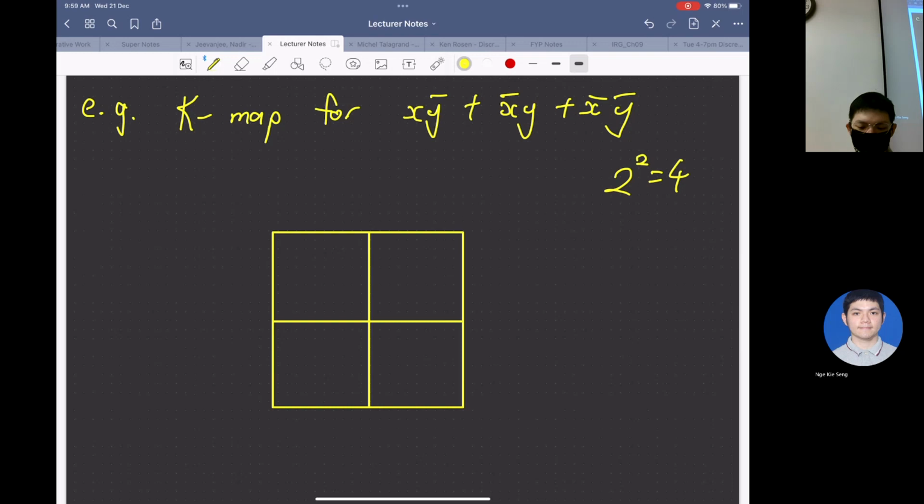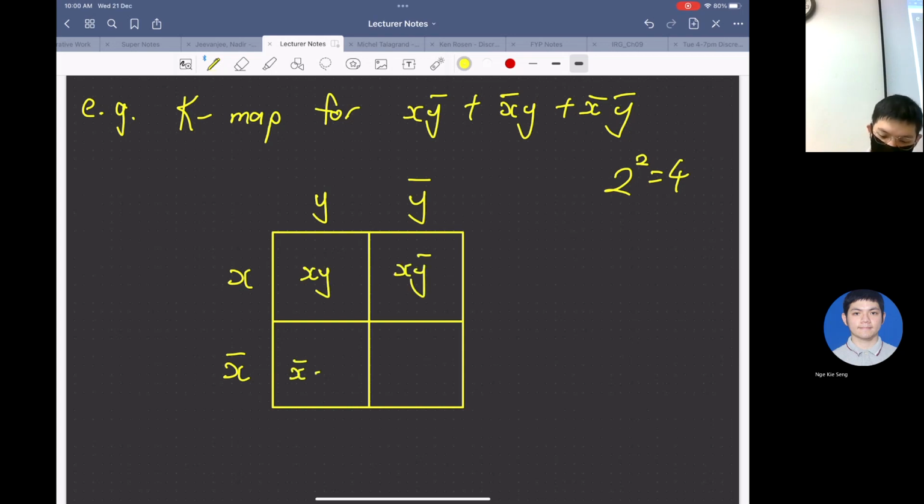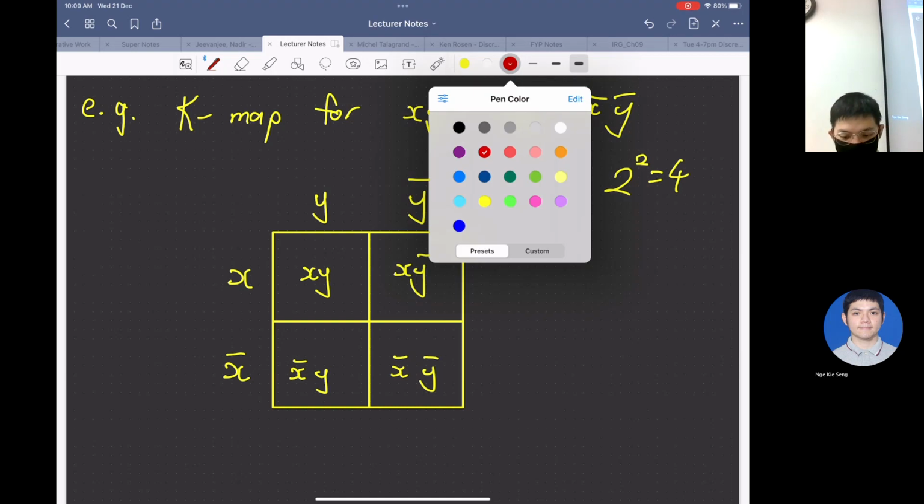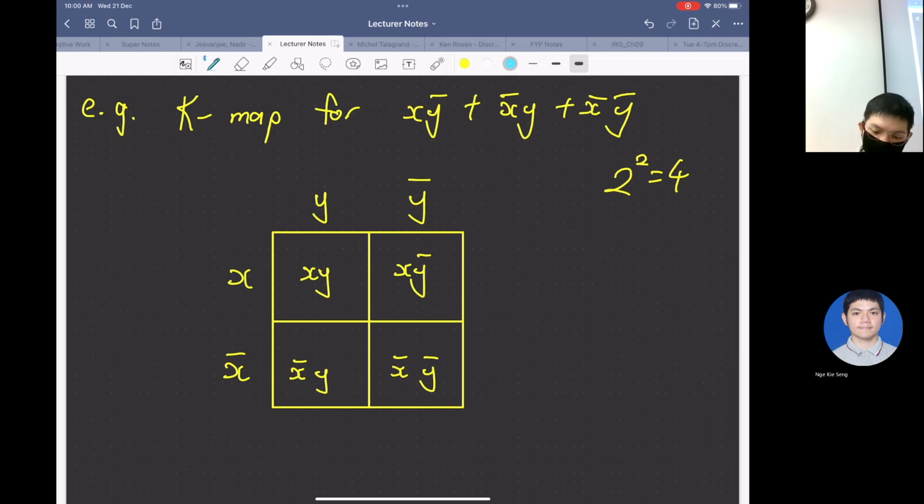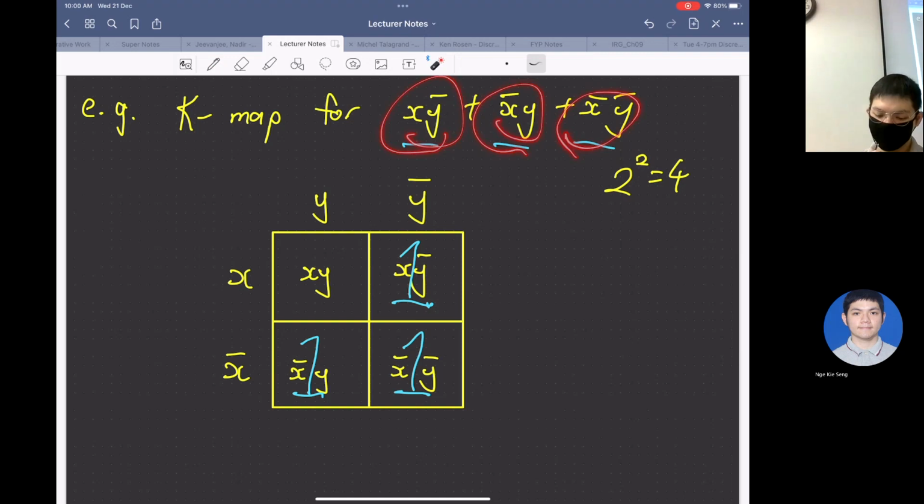So these 4 cells will represent all the possible minterms you can get. You can label the cells like this: the boxes represent xy, xy bar, x bar y, and x bar y bar. Then for this particular function, if the minterm exists, you put a 1 inside the box. If xy bar exists, you put a 1 here. If x bar y exists, you put a 1 here. If x bar y bar exists, you put a 1 here. Since there are 3 minterms, you will have three 1s. Makes sense?